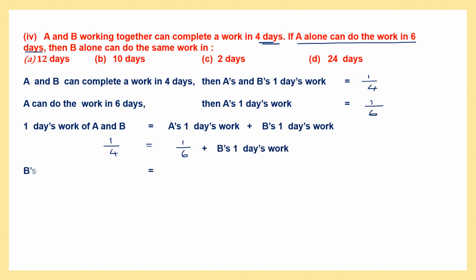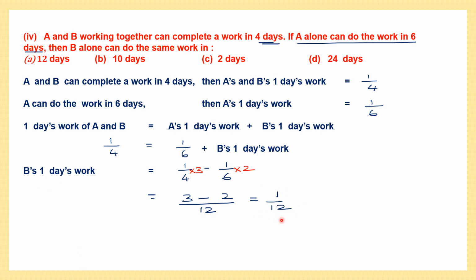So to find B's 1 day's work, we say B's 1 day's work is equal to 1 by 4, which is on the left hand side, minus 1 by 6, because we are transposing this 1 by 6, taking it away from here and putting it along with 1 by 4, it becomes minus. Now it's subtraction of two fractions, so we have to find the LCM. LCM is 12. Now 4 into 3 is 12, so multiply the numerator also by 3. 1 3s are 3, minus 6 into 2 is 12, so multiply the numerator by 2. 1 2s are 2. 3 minus 2 is 1. 1 by 12. So this is B's 1 day's work.